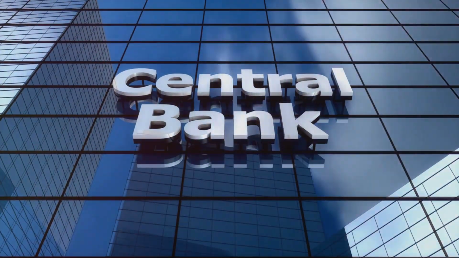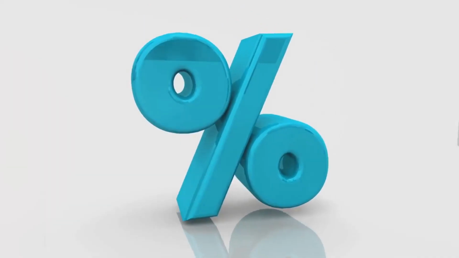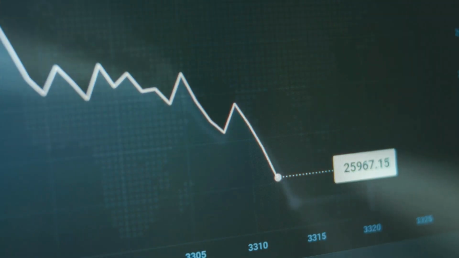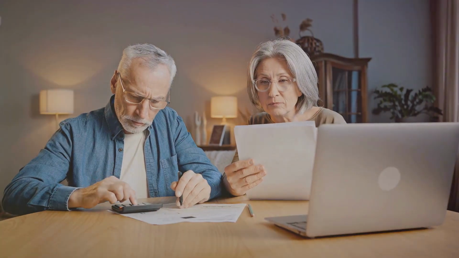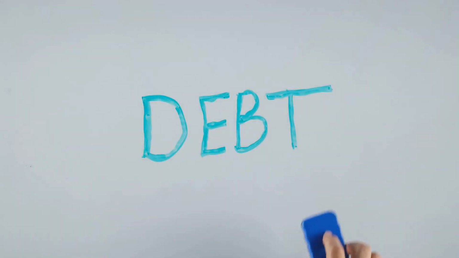On the economy: interest rates. Central banks may raise interest rates to curb inflation, slowing investment and growth. Redistribution of wealth. Inflation hurts savers and benefits borrowers as debt value decreases over time.